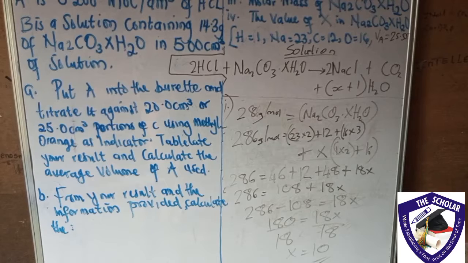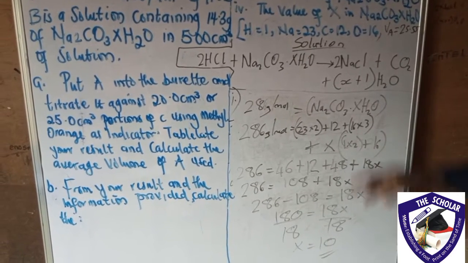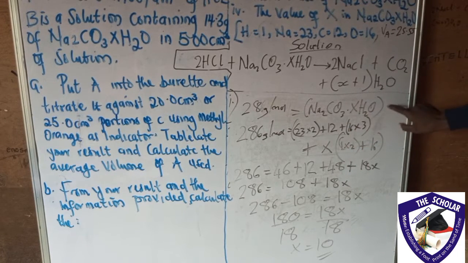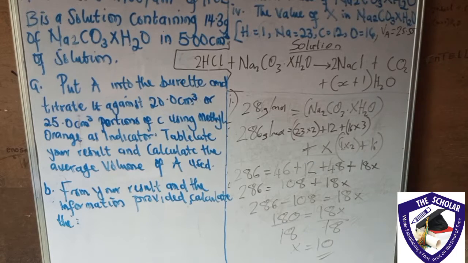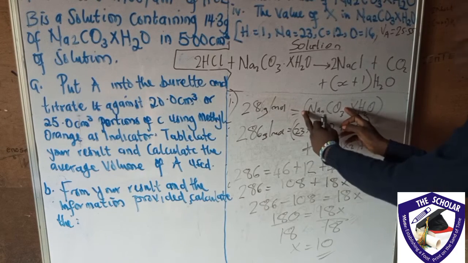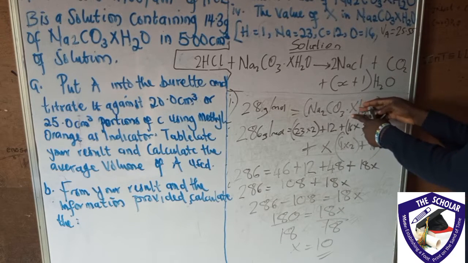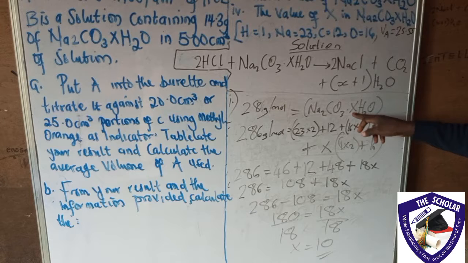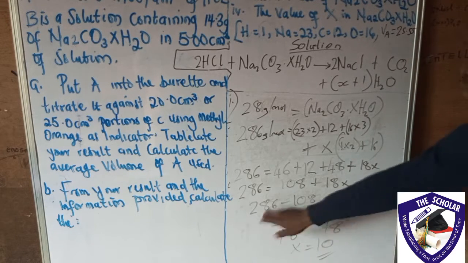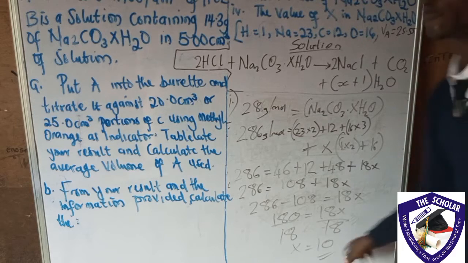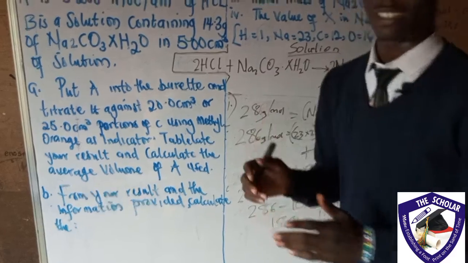Now let's check to see if we are correct with this. If we are correct, everything here, Na2CO3·XH2O, should sum up to 286. Now from here, Na2CO3 is 108, right? Now let's replace this X with 10. 10 times 18, that's 180. 180 plus 108 will give us 286. So we are correct. Our X is equal to 10. There is no magic in everything.